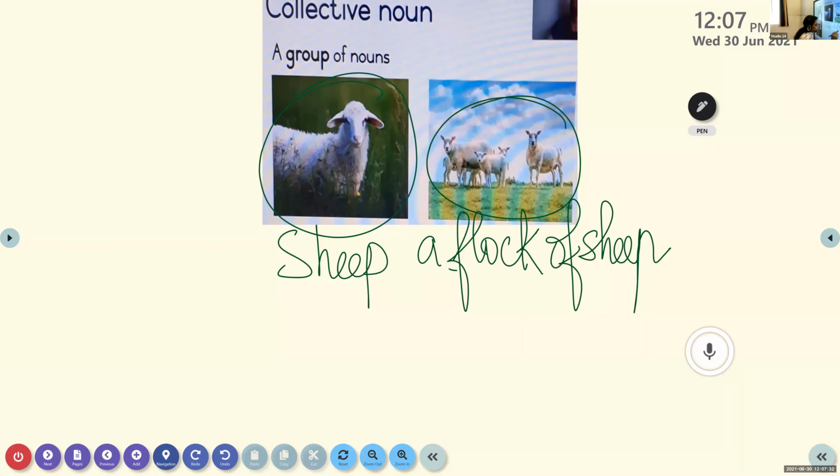So flock is a collective noun, children. For sheep, we have a specific collective noun, that is flock. That should be learned by heart. There's no other collective noun for sheep. We have to use only flock. Flock is the correct answer. Have you understood? There is a specific collective noun for each common noun. So what is the collective noun used for a group of sheep? It is flock of sheep.